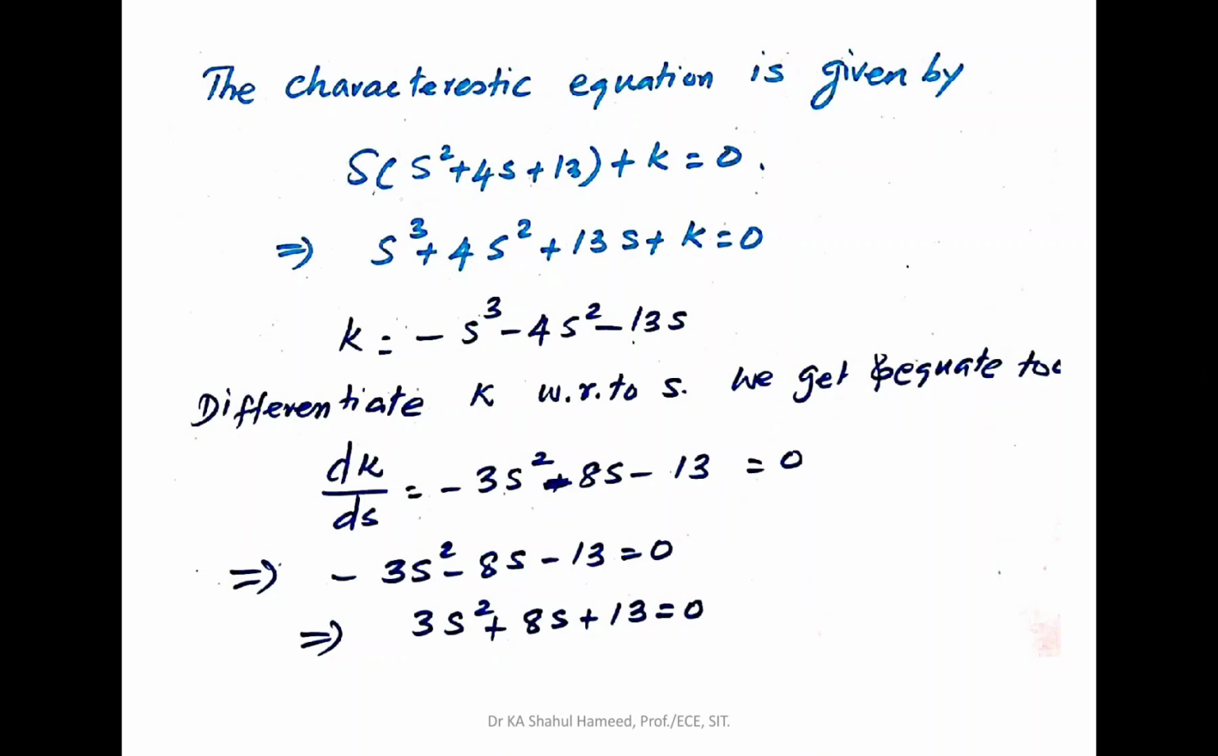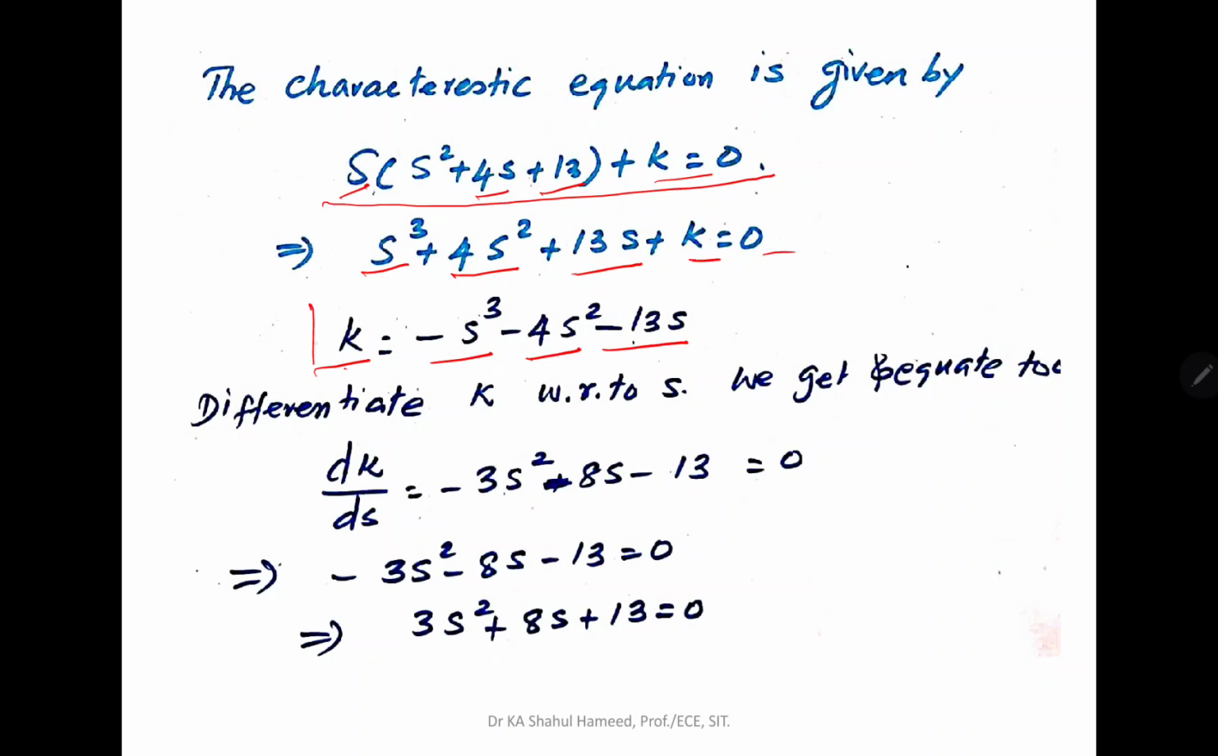Now we have to take the characteristic equation. The denominator is equal to 0, then it is called a characteristic equation. So s into s square plus 4s plus 13 plus k is equal to 0. Now you just multiply s inside the bracket, you get s cube plus 4s square plus 13s plus k is equal to 0. Now I'm going to take k one side and others on the other side. So k is equal to minus s cube minus 4s square minus 13s.